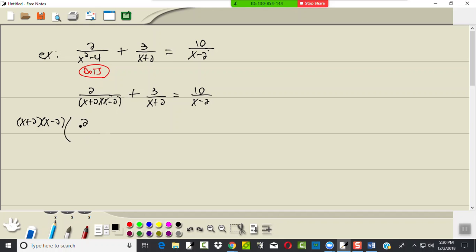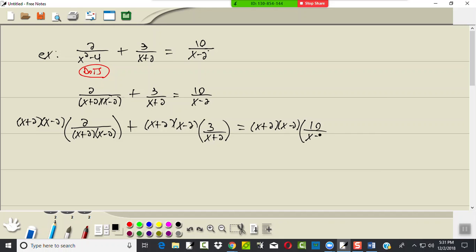Now we're going to multiply this times our first fraction. We'll multiply it times our second fraction. And we'll multiply it times the fraction on the right side. So x plus 2 and that x plus 2 will cancel. That x minus 2 and that x minus 2 will cancel. And that x plus 2 and that x plus 2 will cancel. And this x minus 2 and this x minus 2 will cancel.